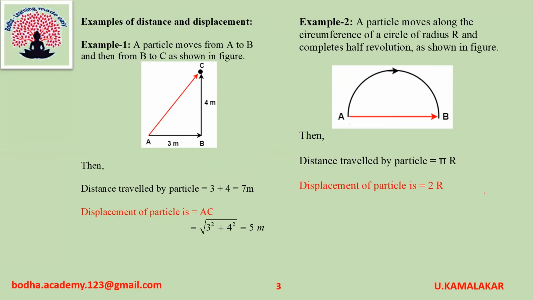Example 2. A particle moves along the circumference of a circle of radius r and completes half a revolution as shown in the figure. Then the distance traveled by the particle is equal to pi r. Displacement of the particle is equal to 2r.